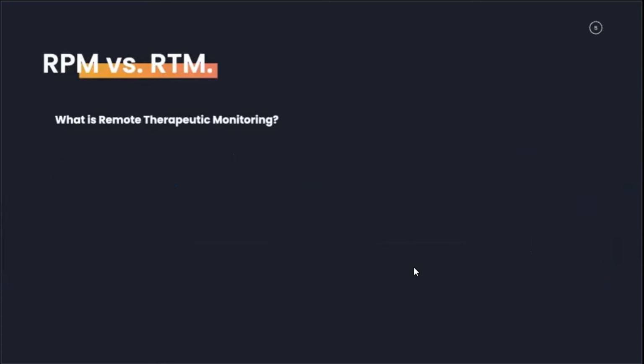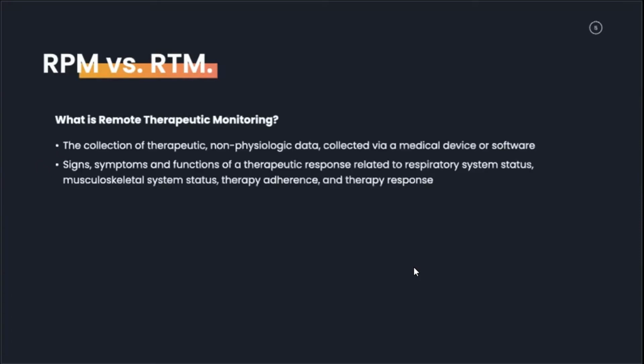So how does that differ from remote therapeutic monitoring? Well, RTM is brand new this year, and there is a little bit of confusion as to what they are. But by definition, RTM is a collection of therapeutic, non-physiologic data collected via a medical device or software as defined by the FDA. Such data can include signs and symptoms and functions of a therapeutic response related to respiratory system status, musculoskeletal system status, therapy adherence, and therapy response.